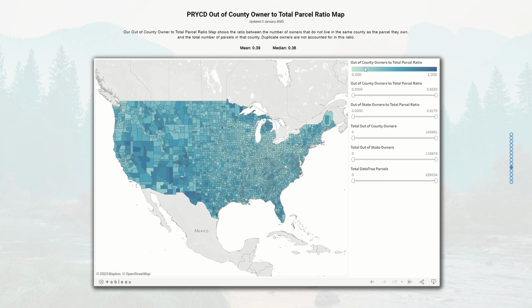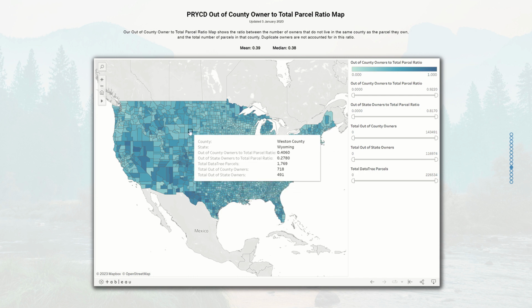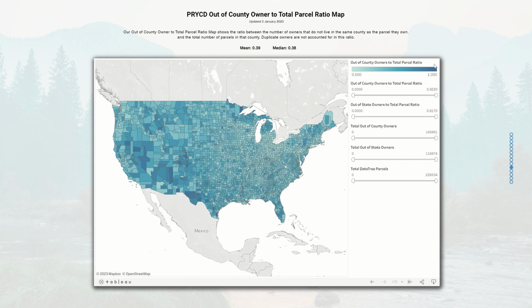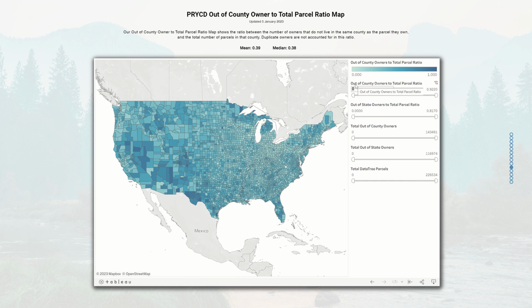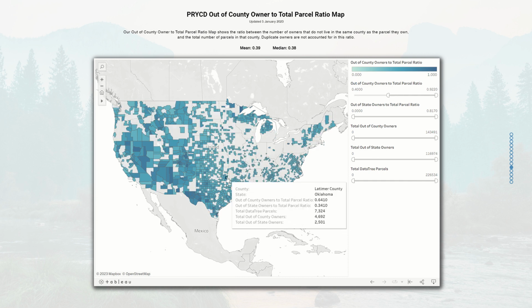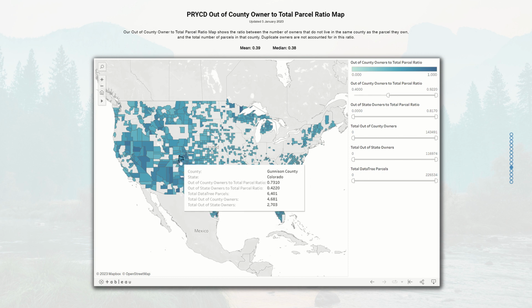And so if you look in the top right hand corner, you'll be able to see the legend where the lighter the county is, the fewer out-of-county owners there are, and the darker that county is, the more out-of-county owners there are. So as an example, if you wanted to look into counties that had a higher or greater percentage of out-of-county owners, what you would want to do is just type in a certain percentage, let's say 40% or higher, and it would filter out those counties that don't necessarily meet that criteria. And then you could target those in particular that do.